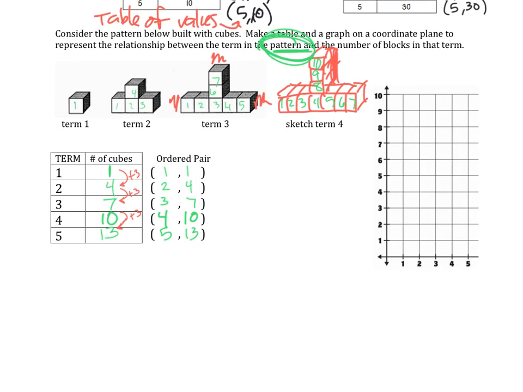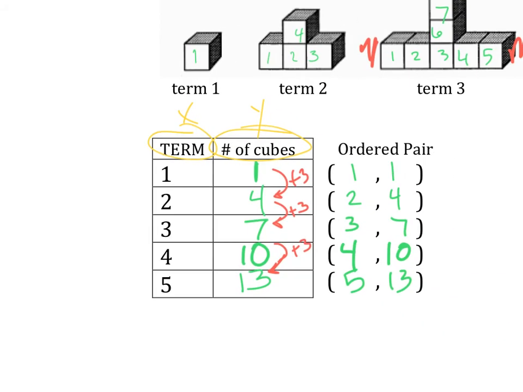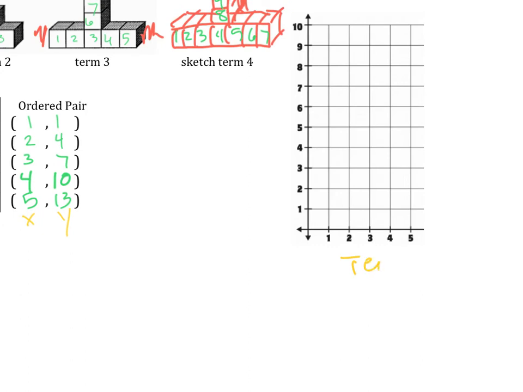Now, we've got our scales here. We have 1 through 5 for the x-axis, 1 through 10 for the y-axis, but the main problem is we have not labeled our graph yet. So if we go to our table, the term is going to be the x-axis, and the number of cubes is going to be the y-axis. Same over here. We have x as the term, and then y is the number of cubes. So over here, these are the terms. These are the number of cubes.